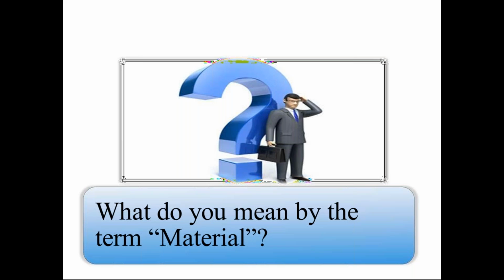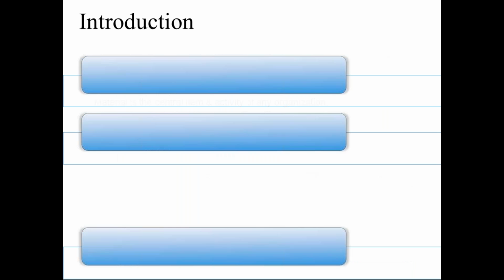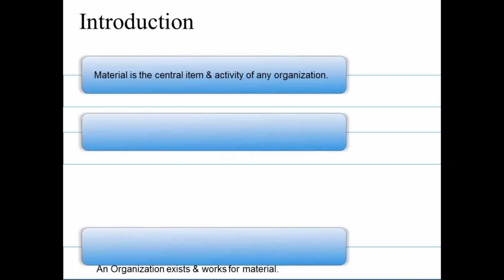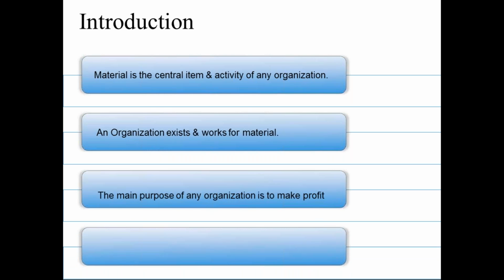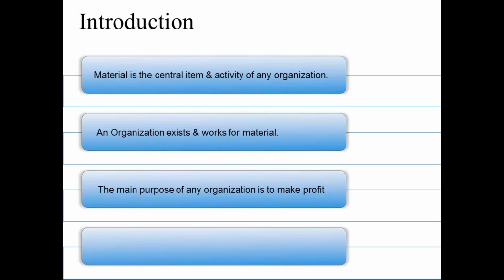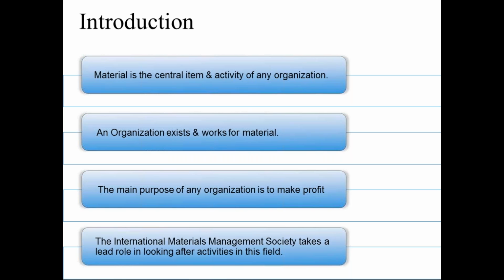So first of all, what do you understand by the term material? Material is the central item and activity of any organization. An organization exists and works for the material only. The main purpose of any organization is to make profit, and without material they cannot make any profit. The International Materials Management Society takes a leading role in looking after the activities in this field.